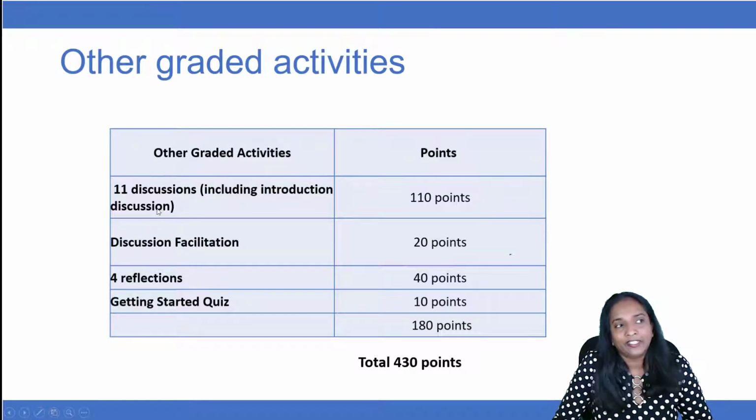Other graded activities: 10 content discussions plus the introduction discussion, so that's 11. And then discussion facilitation has points, reflections have points, 10 points each, and then the getting started quiz has points. So total of 430 points.